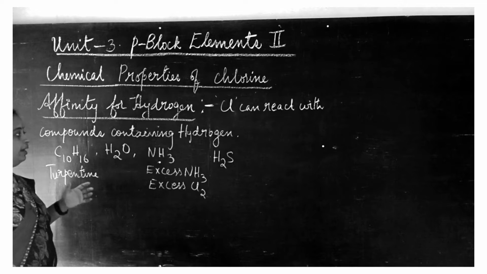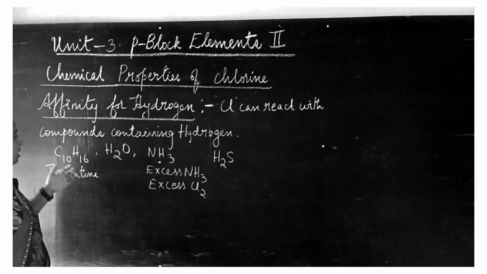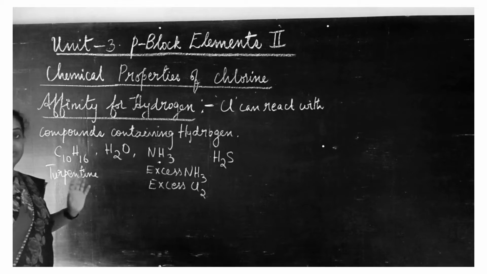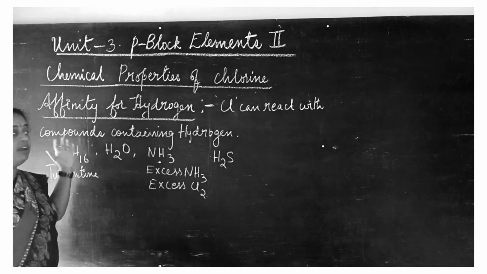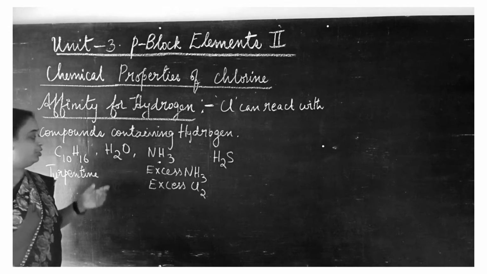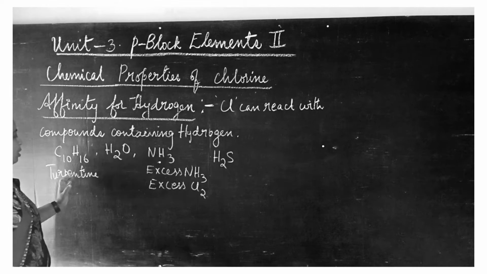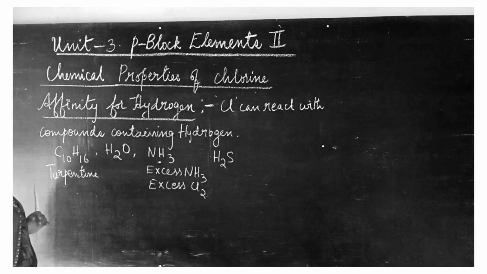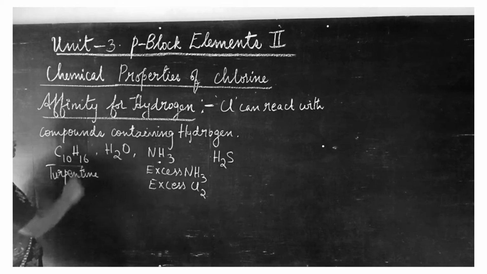Why can chlorine react with these compounds? Because they are hydrogen containing compounds, right? So chlorine has high affinity for hydrogen. Affinity means attraction towards the hydrogen. Let us study one by one. First let us study about turpentine.